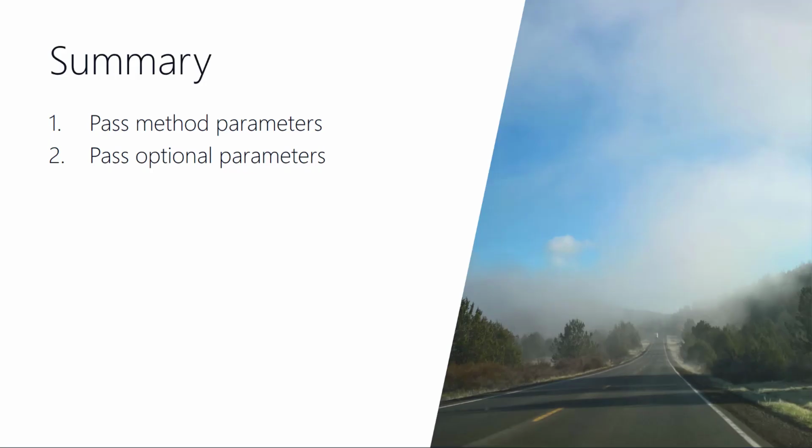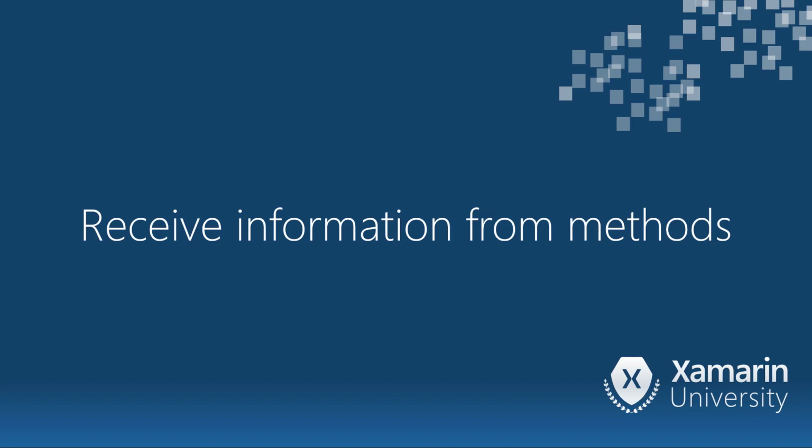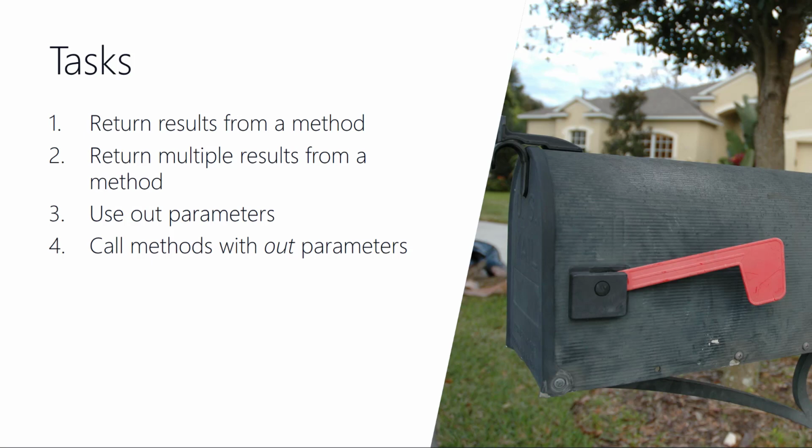So far we looked at reviewing how we can pass information into a method using a parameter, and how we can also create optional parameters, which are parameters that have default values. Next, we're going to look at how we can get more than one result back from a method. We'll look at the return type of a method specifically. We'll first review how to return normal data. Then we'll look at how we can return multiple pieces of data. We'll talk about output parameters and how we can call methods that use output parameters as a way of returning multiple values.